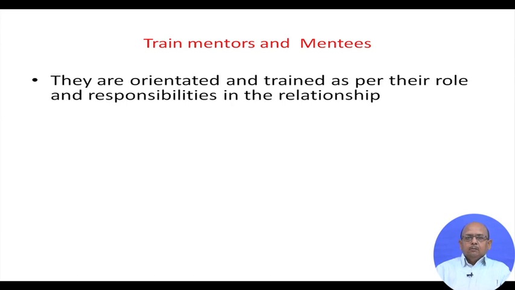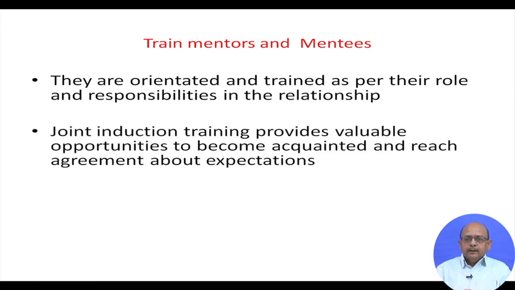In this mentoring relationship, both of them have to understand their roles and responsibilities. The role of the mentor is to ensure their growth and development. The role of the mentee is to be interested and motivated enough to learn and to grow and develop themselves. So, it is very important that both the mentors as well as mentees understand their roles as well as responsibilities in this relationship, otherwise it is not going to be successful.